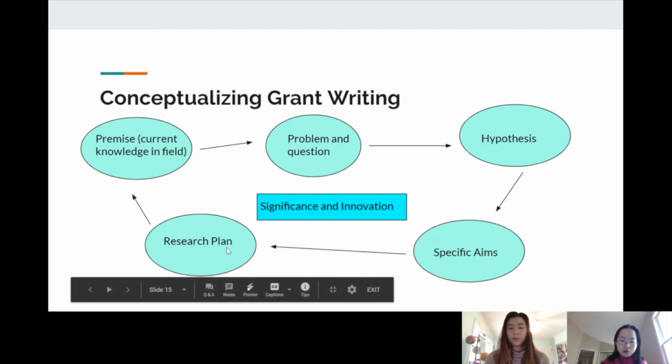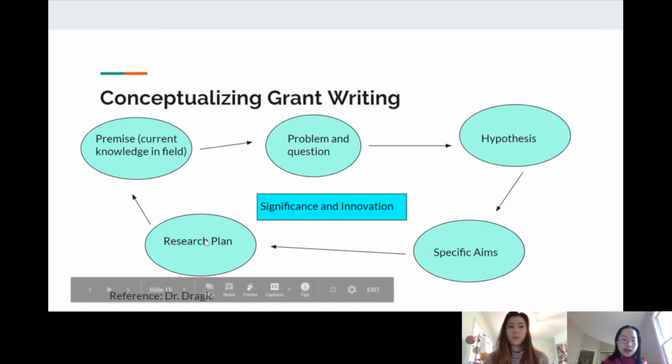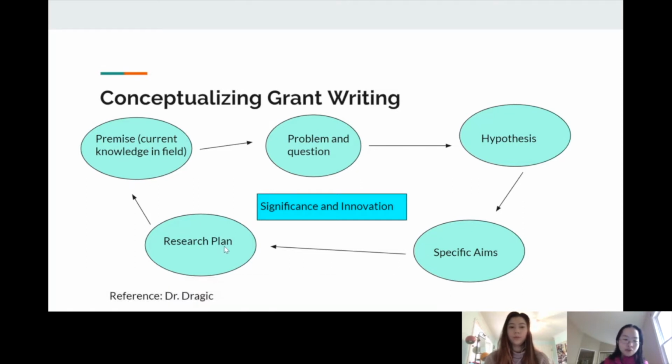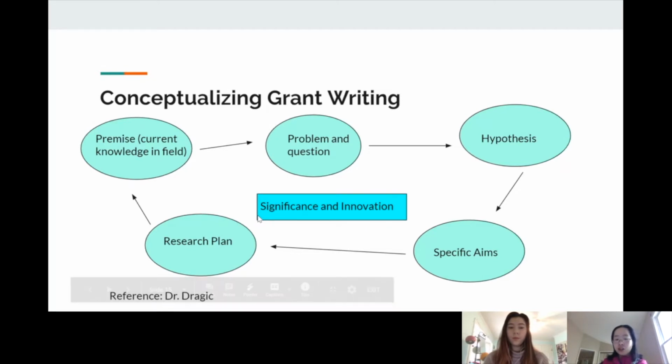And then you go to the research plan. How exactly do you plan to reach your specific aims, to reach the specific goals? And how do the conclusions that you're able to extract after doing this research add to the current knowledge in the field? And throughout all of this, you want to mention the significance and the innovation: why this is such a good idea, why it's significant, why it's novel.